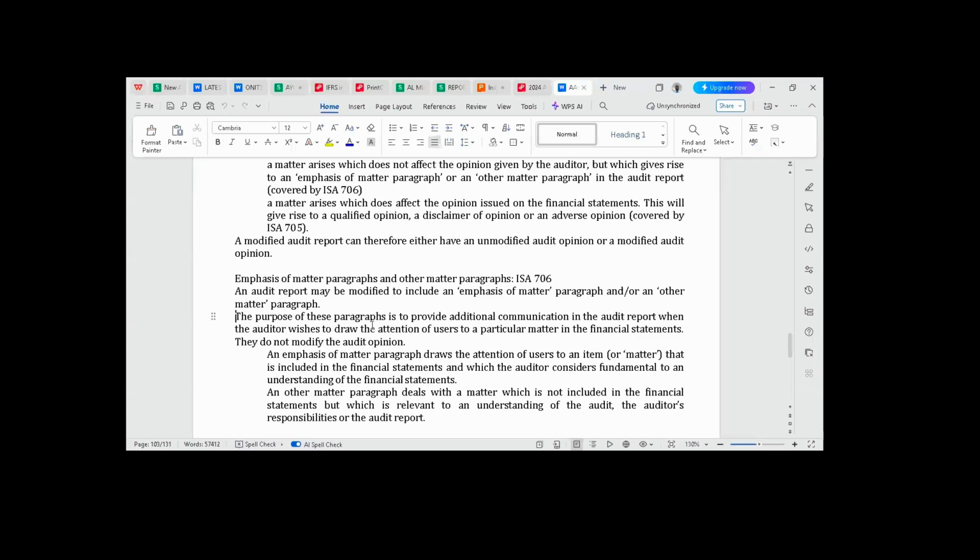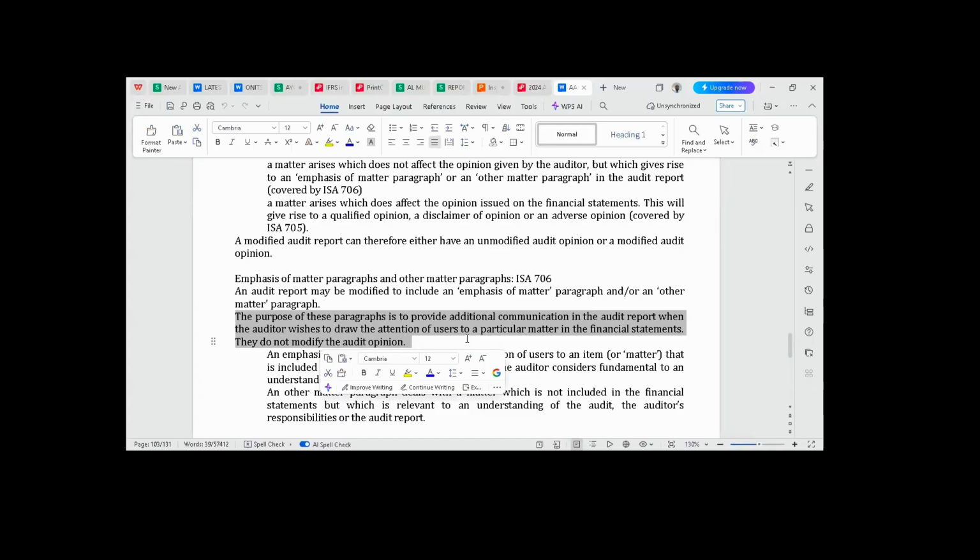This is what you have here. The purpose of this paragraph is to provide additional communication in the audit report where the auditor wishes to draw the attention of users to a particular matter in the financial statement. They do not modify the auditor's opinion. That is, they are not reasons for qualification. They don't form part of the reasons for qualification.